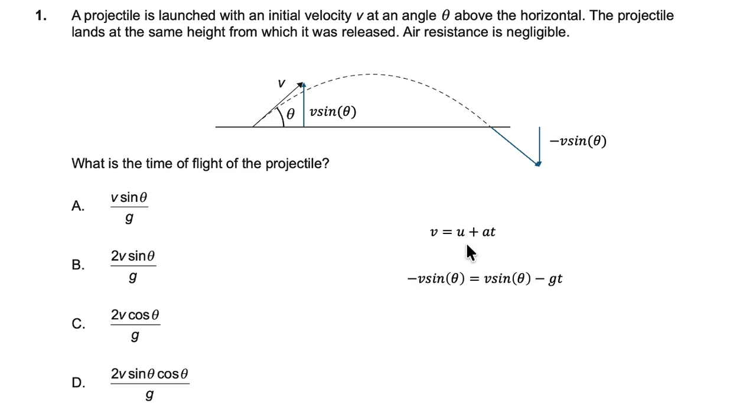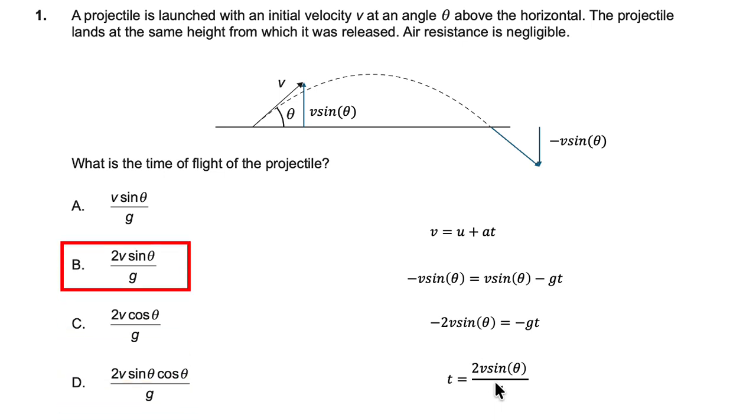We're looking at vertical sense. The final velocity, minus v sine theta, is equal to the initial velocity, v sine theta, minus gt. Remembering here that up is positive and down is negative. We can rearrange now to bring that v sine theta onto the left-hand side. Minus 2v sine theta is equal to minus g times t. Obviously, ignoring the minus signs, we're going to end up with a lovely equation, which is that the time is equal to 2v sine theta divided by g, which is why the answer here is B.